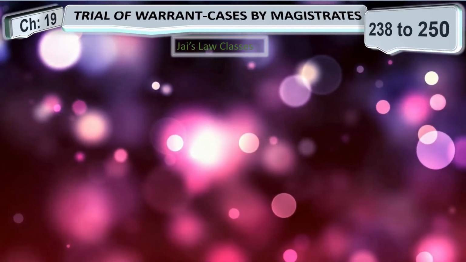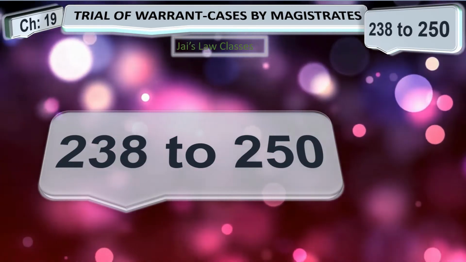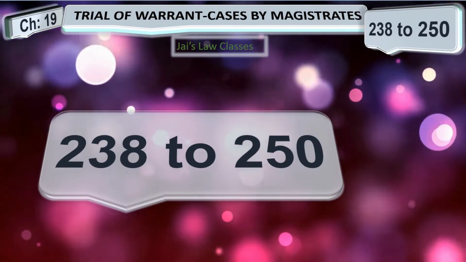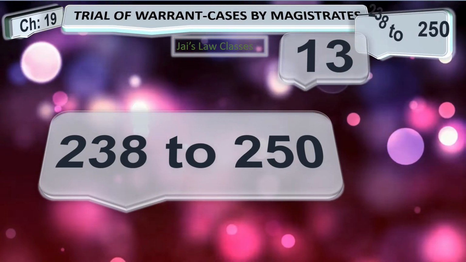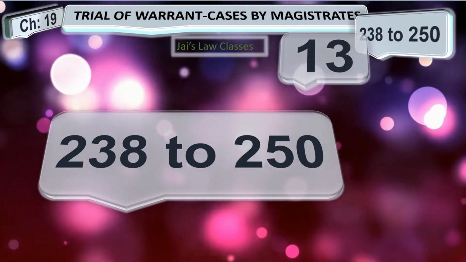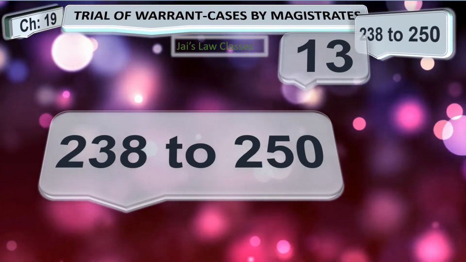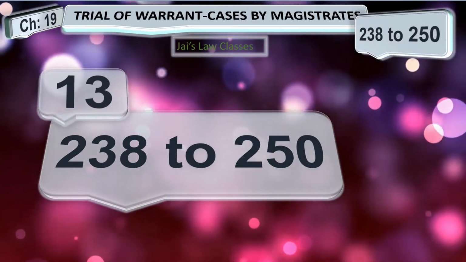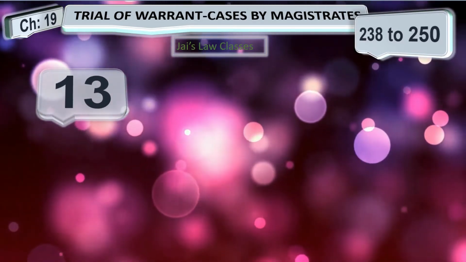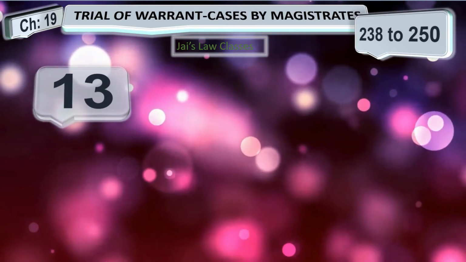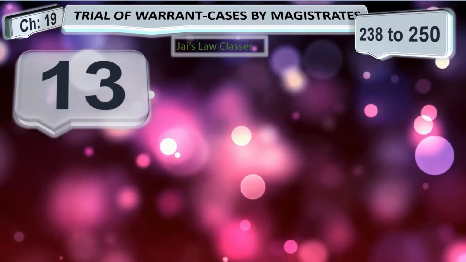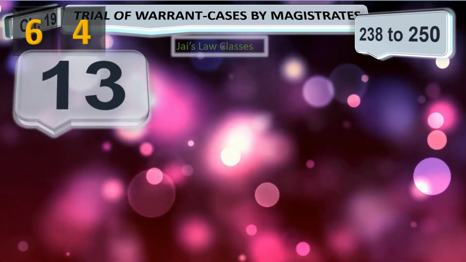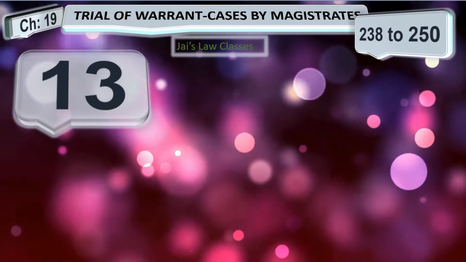Trial by magistrate starts from section 238. So remember this starting point. Trial of warrant cases by magistrate starts from section 238 and ends with 250. Total 13 sections. Now it's divided into 3 parts. We have already covered the trick. If you need 13 runs in 3 balls, how you gonna do that? 6, 4 and 3. Chapter 19 is divided into 3 parts.